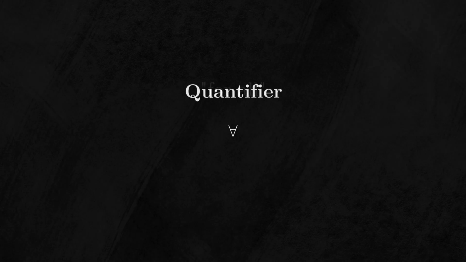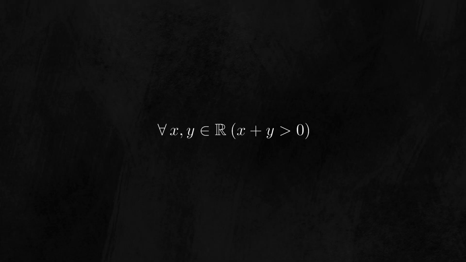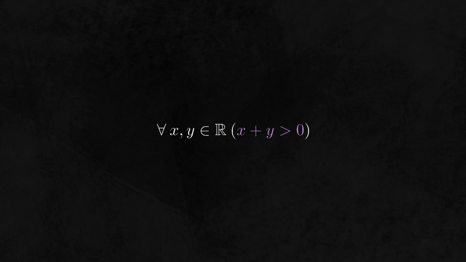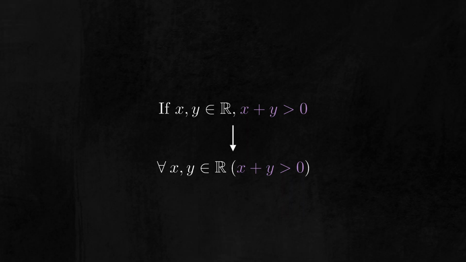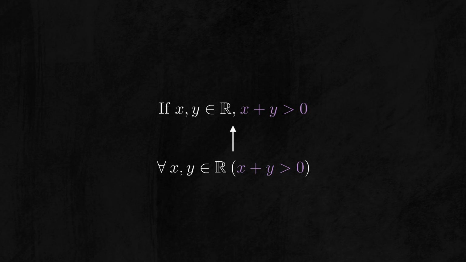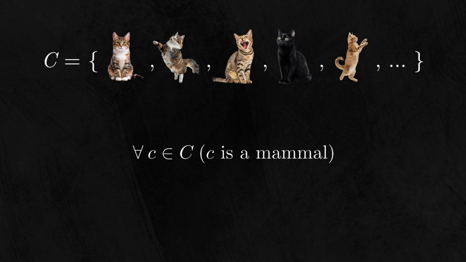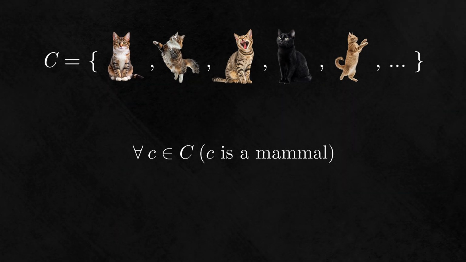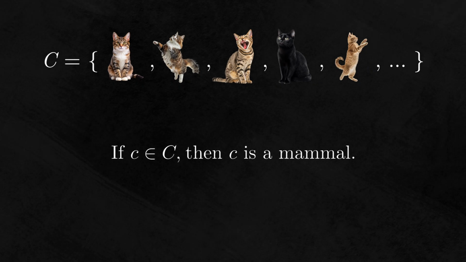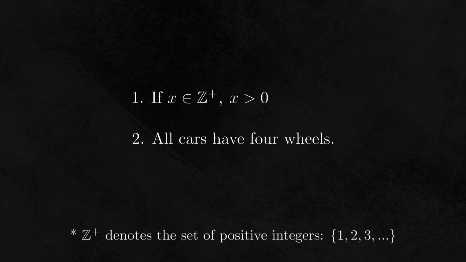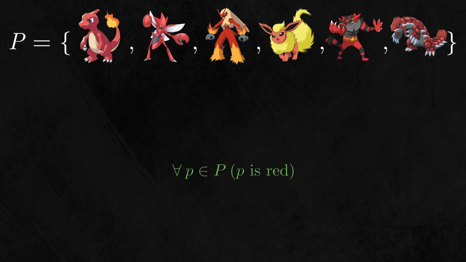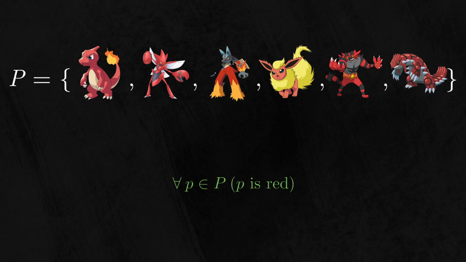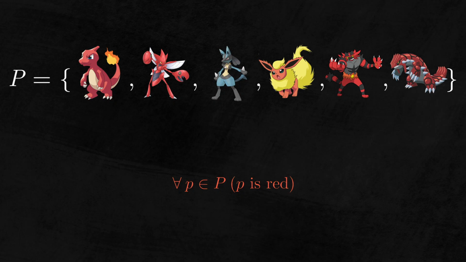Now, this upside down A is a quantifier, and it simply means for all. And this statement is claiming that this is true for any real number. So, we can rewrite conditional statements as universal statements. This also works the other way around. If we have a universal statement, say, all cats are mammals, an equivalent conditional statement is, if C is a cat, then C is a mammal. Let's see if we can rewrite these statements in the other type. A universal statement makes a claim about the whole set, and if the claim is false for even one element in the set, the whole statement is false.